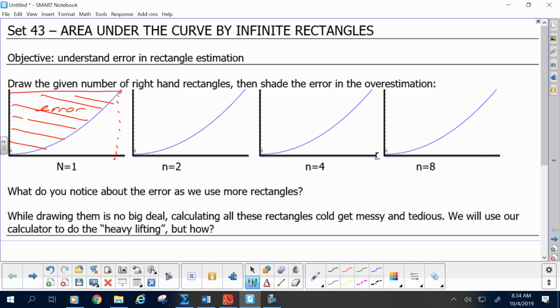With me? Okay. So what if you used two rectangles, equal subdivision? That might be here and over and there and over. Now shade the error. Okay? More error or less error? Less. In fact, isn't this little block here how much error we just reduced by? We now don't have this much error. We got a lot less error. Yeah? Try n equals 4.